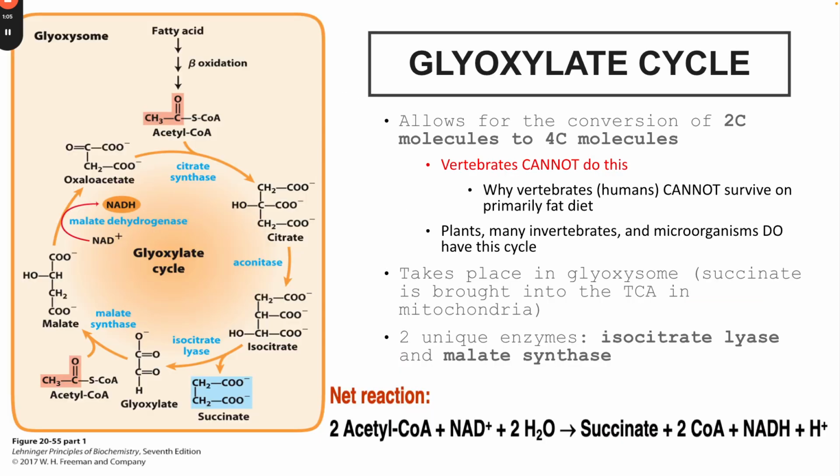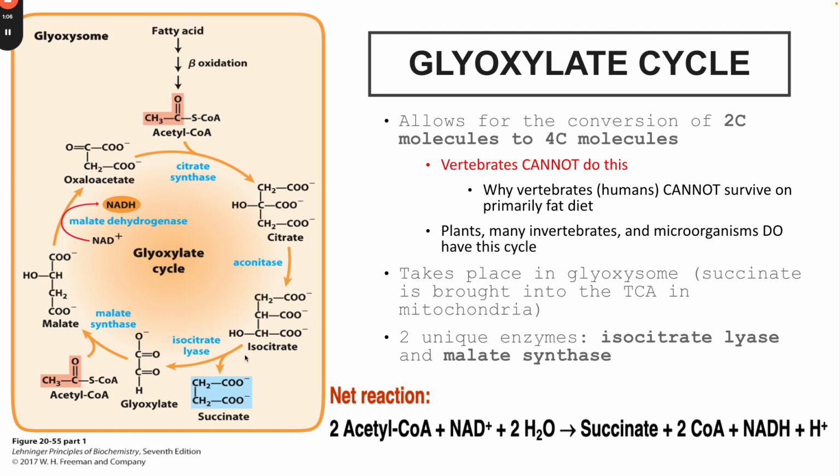And lastly, I just want to touch a little bit on the glyoxylate cycle. This is not something that happens in vertebrates. This happens more in plants and invertebrates. But this allows for the conversion of our 2-carbon acetyl-CoA molecule directly to 4-carbon molecules. And this is also why vertebrates, like us, cannot survive on a primarily fat diet. So this reaction takes place in the glyoxysome. And what happens is succinate is brought into the TCA from our mitochondria.